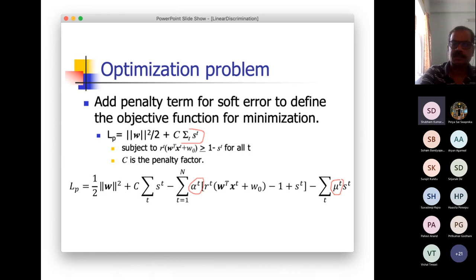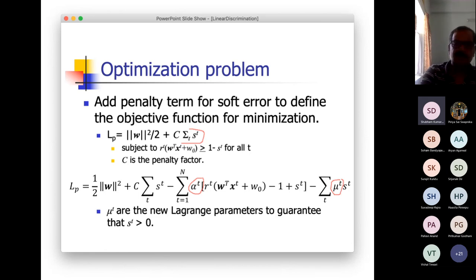So this is a new Lagrange multiplier constraint, right? To guarantee that st is greater than 0. That's what I was telling you. The other constraint, which I have not mentioned here, like I should have mentioned also here, subject to, for all t, also st greater than or equal to 0. So for that, you have to put this Lagrange parameter.